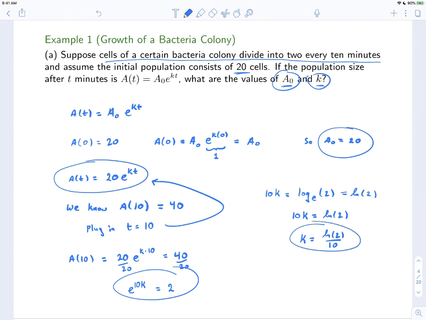And that's the other thing that it asked us for. It wanted us to find the values for A sub 0 and k. So now we know that the formula for A sub t is equal to A sub 0 times e to the k, which is ln of 2 over 10, times t. And this is our formula.